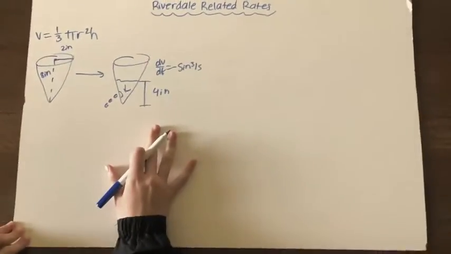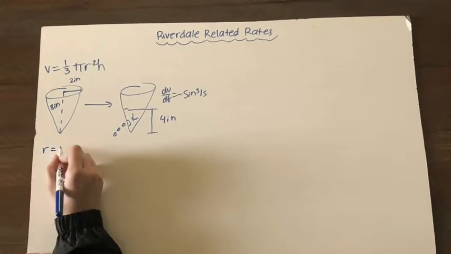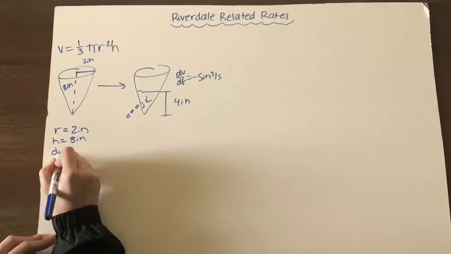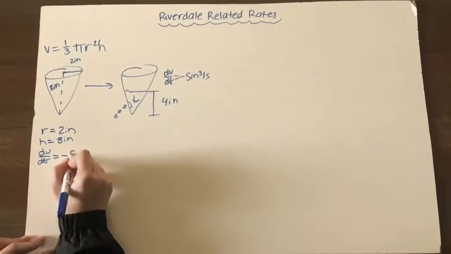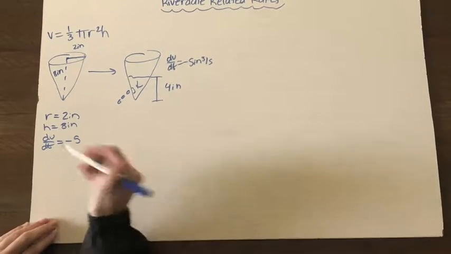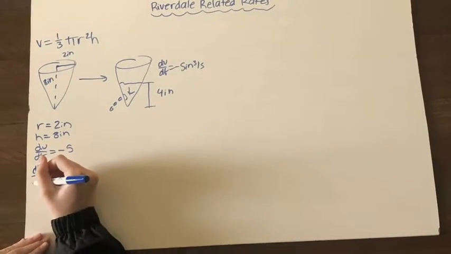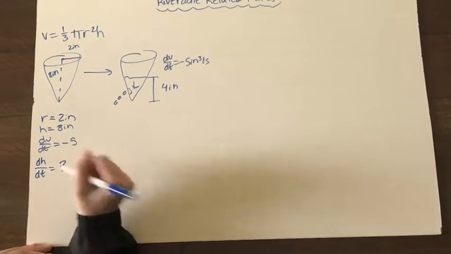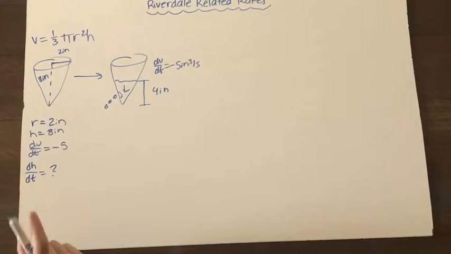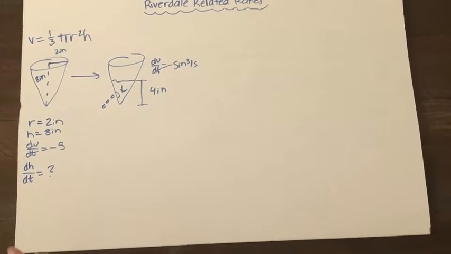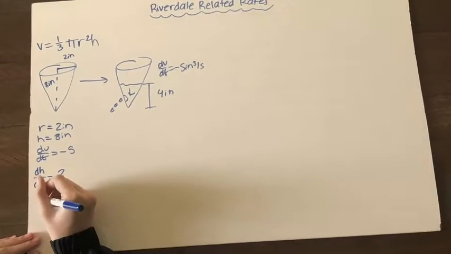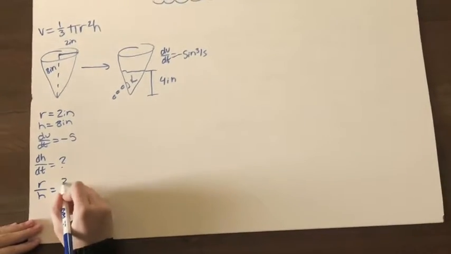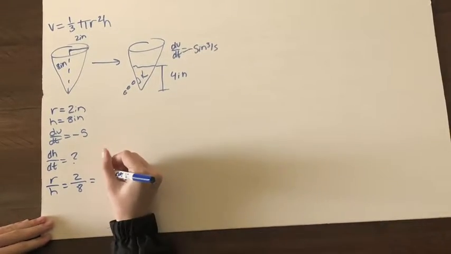So the radius equals 2 inches, the height equals 8 inches, dV over dt equals negative 5 inches cubed per second, and we're looking for the rate as the liquid level changes, which is dh over dt, and that's unknown. So first we're going to write a ratio in terms of h. So r, radius over h, height, is equal to 2/8, which simplified is 1/4.